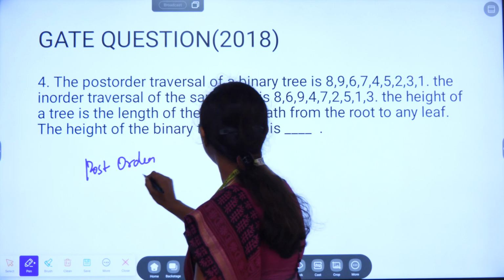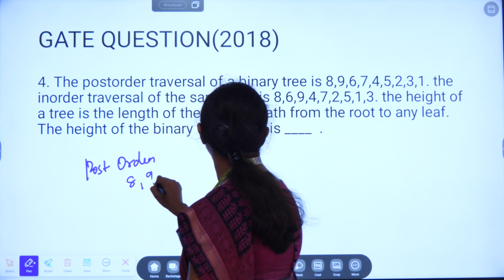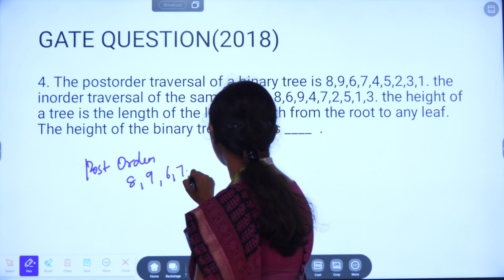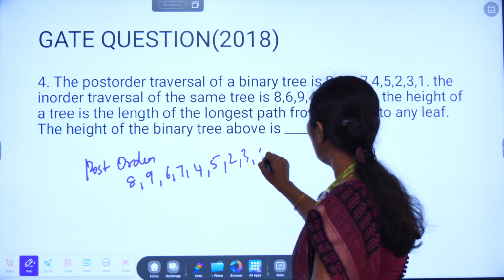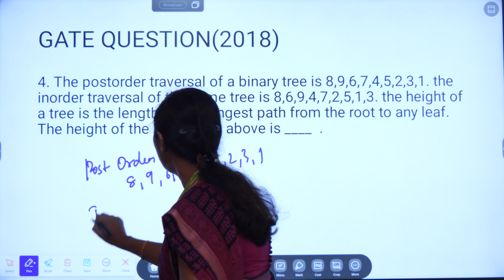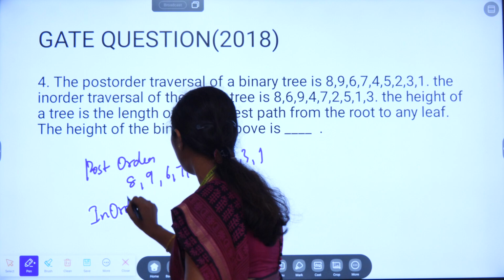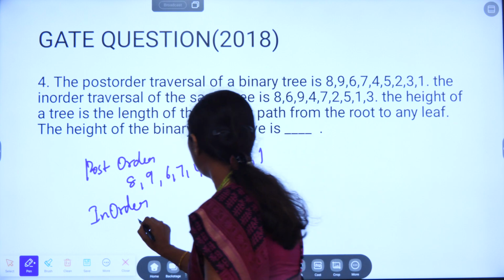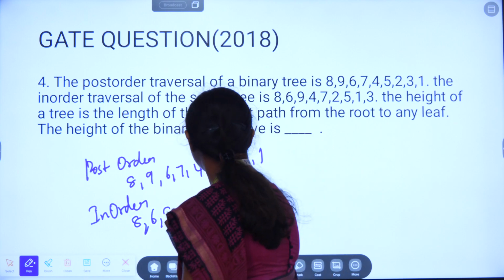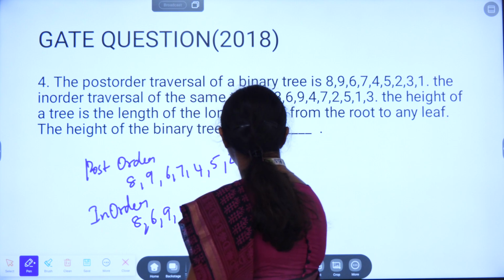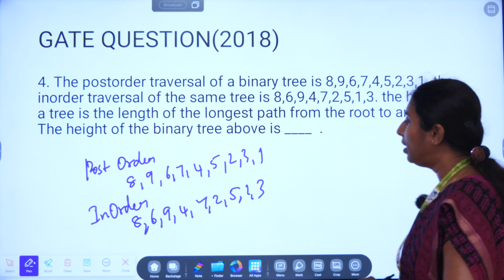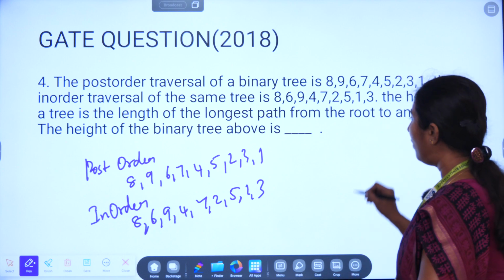What they have given for the post order is 8, 9, 6, 7, 4, 5, 2, 3 and 1. And they have also given the in order for the tree, which is 8, 6, 9, 4, 7, 2, 5, 1 and 3. So from this we are going to have the tree.